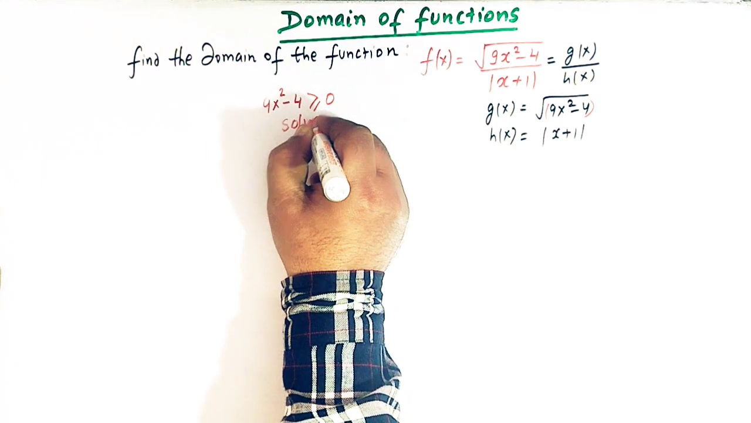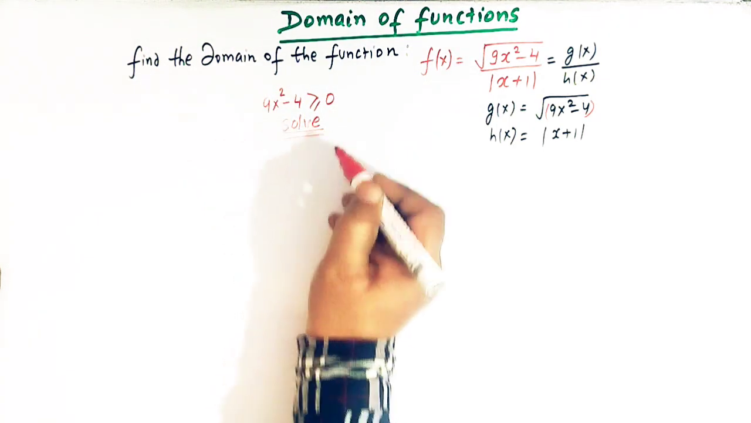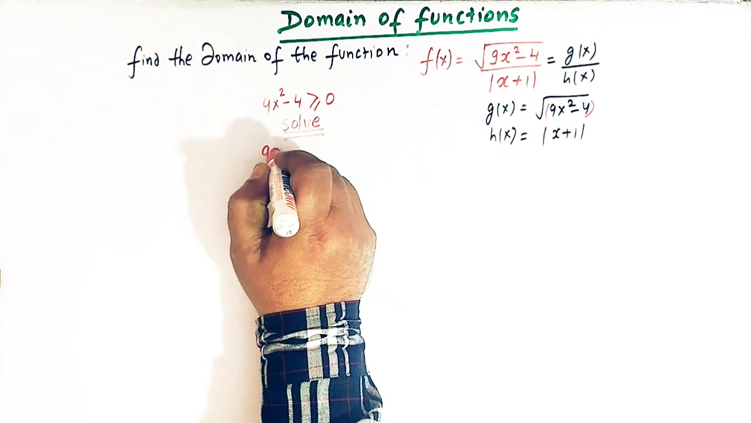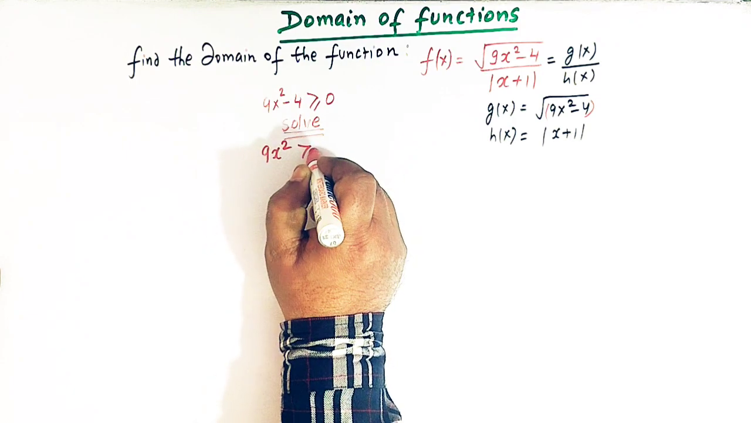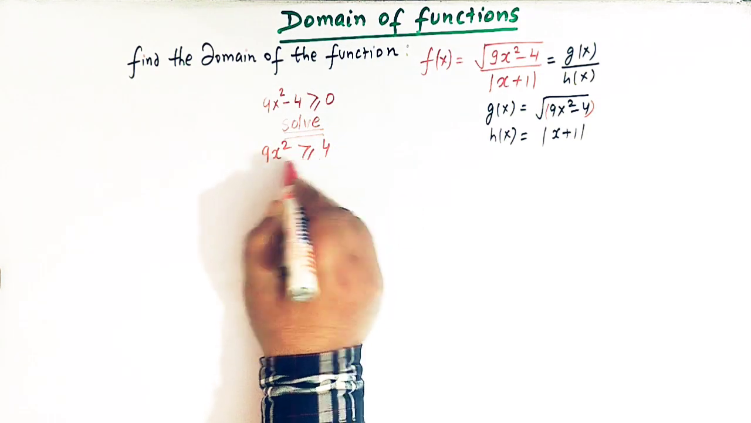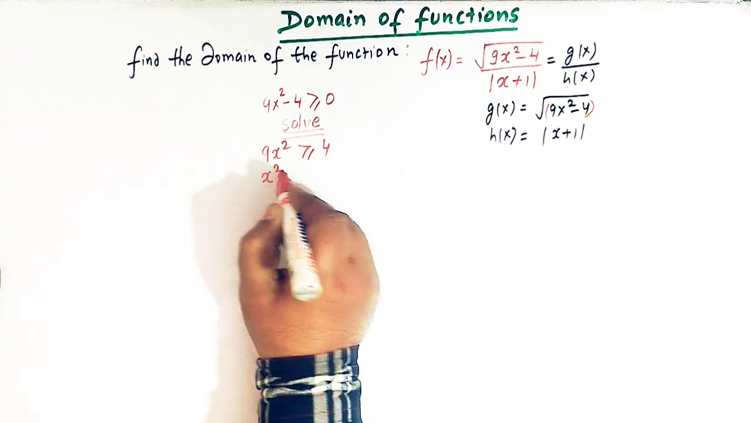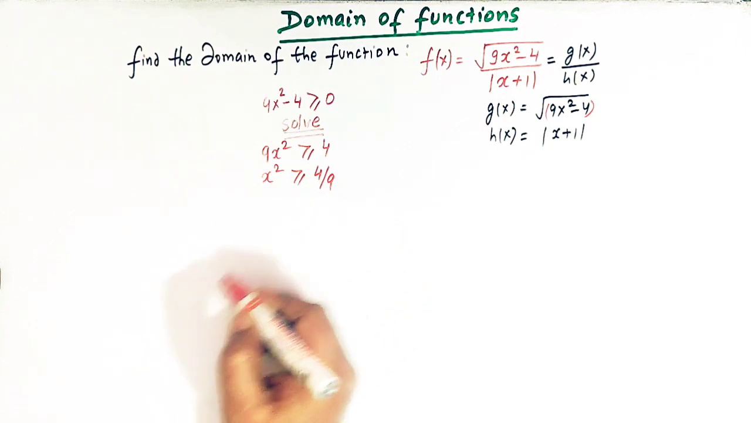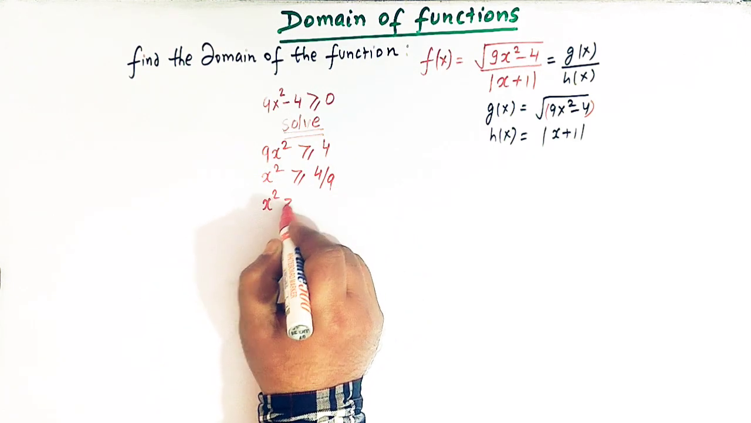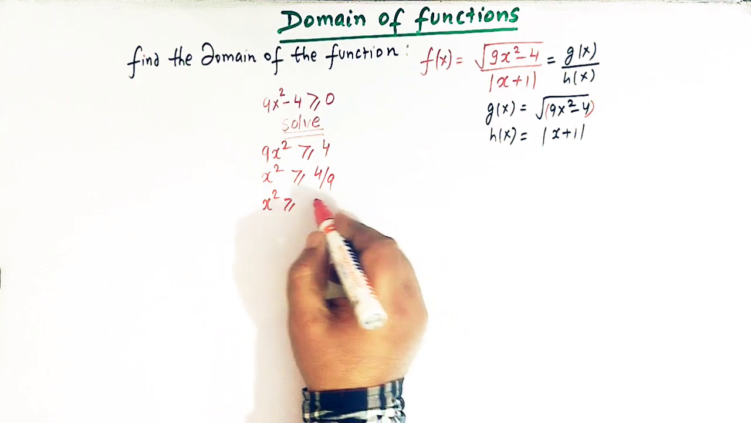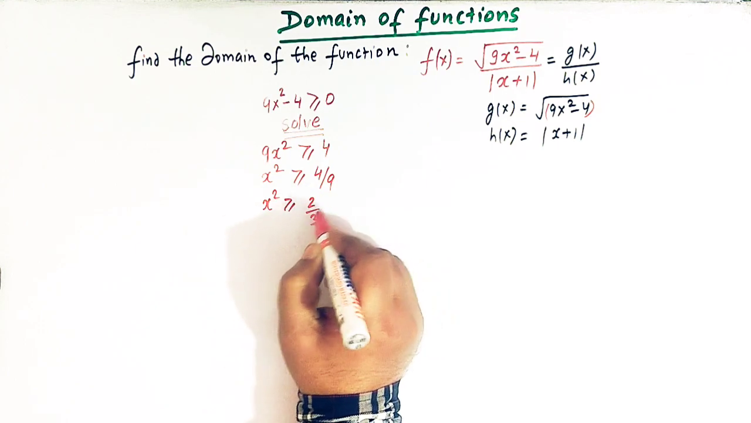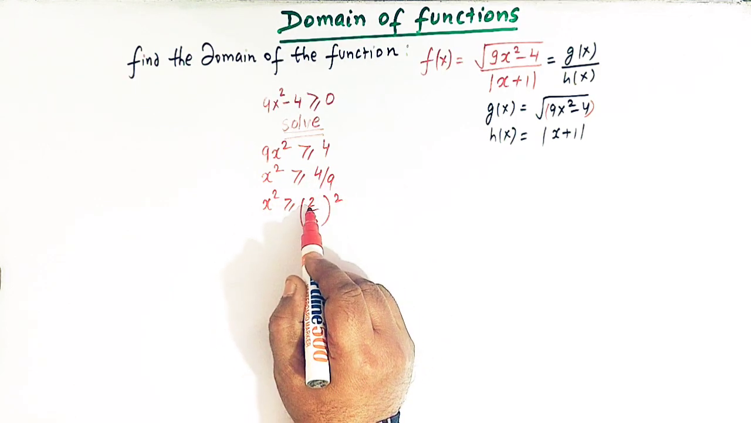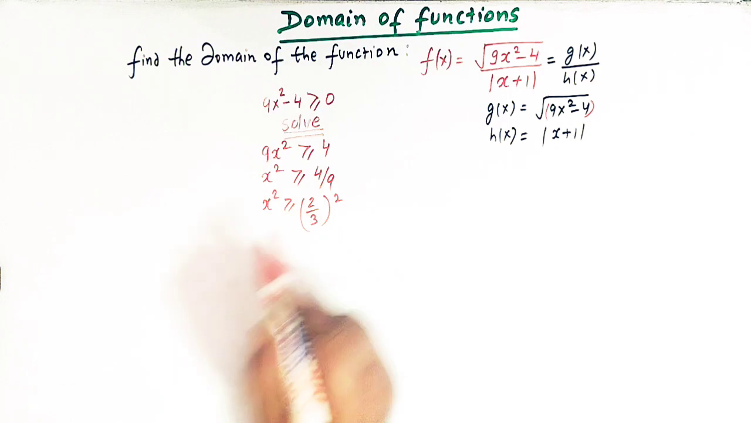So to solve this inequality, what we will do, we'll take minus 4 to the right hand side. So we have 9x square greater than or equal to 4. And now dividing both sides by 9, we have x square greater than or equal to 4 over 9, right? And we can now write x square greater than or equal to (2 by 3) whole square. So 4 over 9 can be expressed as (2 over 3) square, right?